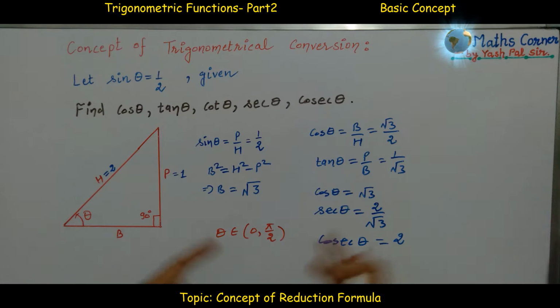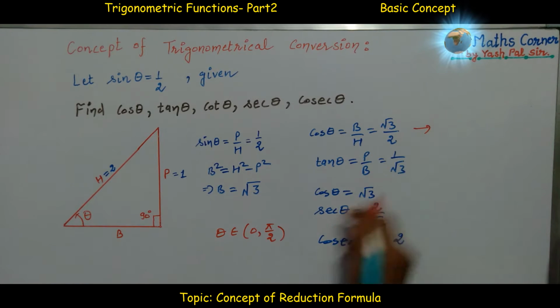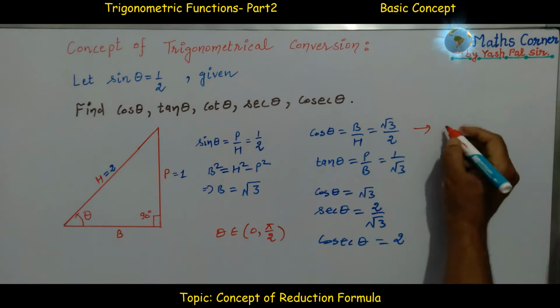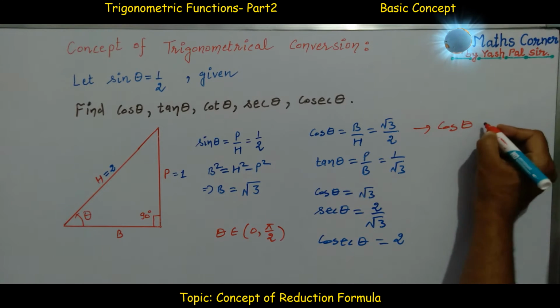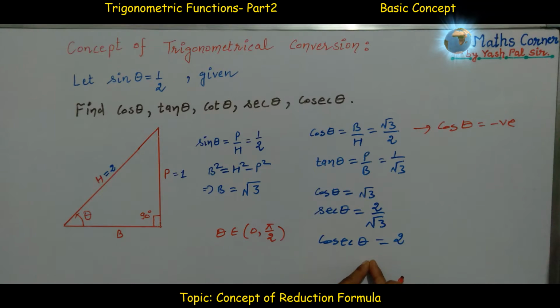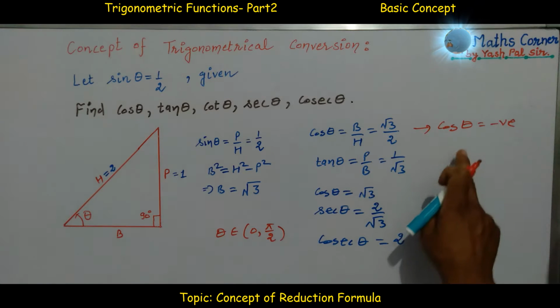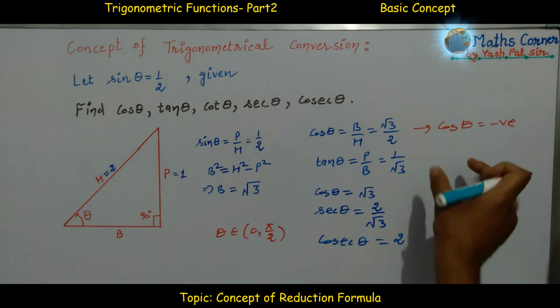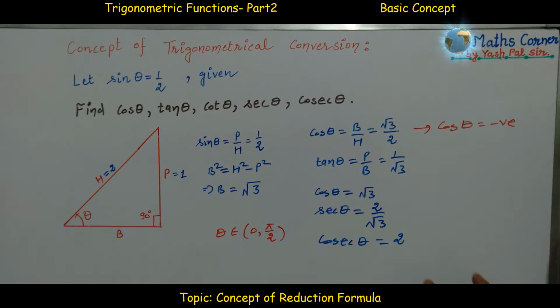But what happens if theta is greater than 90-degree? Then cos theta can take negative values also. Here all the t ratios are taking positive values, but if this theta angle is greater than 90-degree, then these t ratios can also take negative values.